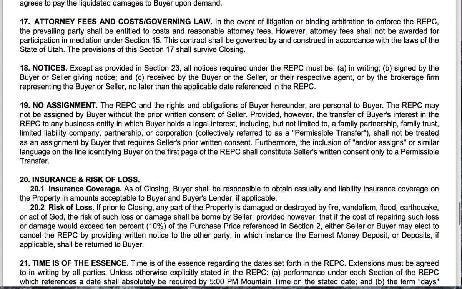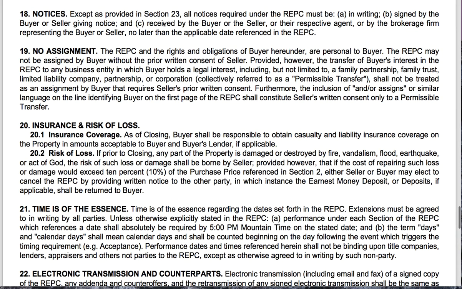Section 17 says in the event they do end up in court, the prevailing party is entitled to reasonable attorney's fees. Section 18 says that any notices given, and this one's a pretty important one, have to be in writing, signed by the party giving notice, and received by the buyer or seller or their agent or the brokerage that represents the buyer or seller.